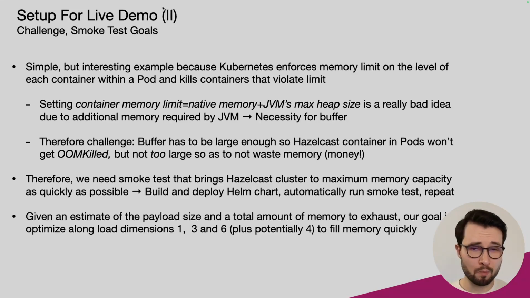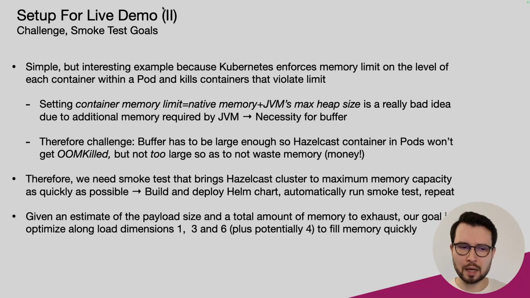But on the other hand, you don't want the buffer to be too large, because a buffer that's too large will mean that a lot of memory, and therefore a lot of money at the end of the day, will go to waste, right? So for example, if the container memory limit is 20 gigabytes and the sum of native memory plus max heap size is 12 gigabytes, then that's a really safe memory configuration. But it will also make sure that a lot of memory and therefore a lot of money goes to waste.